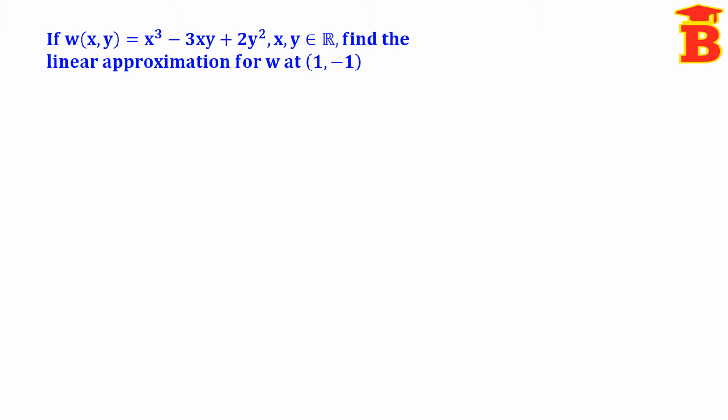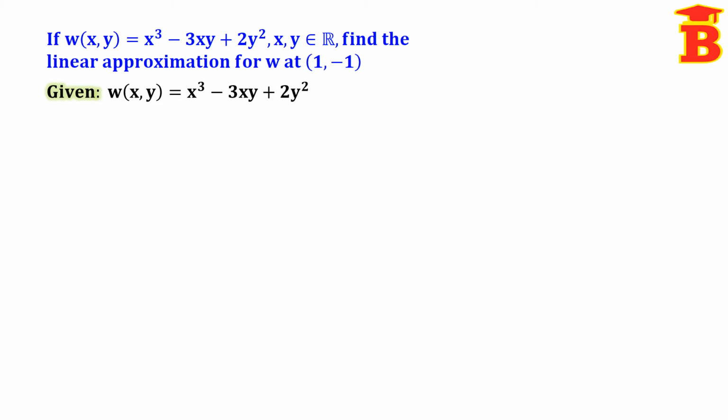If w of x comma y equal to x cube minus 3xy plus 2y square, where x comma y belongs to real numbers capital R, find the linear approximation for w at 1 comma minus 1. So here the function is w equal to x cube minus 3xy plus 2y square. We have to find the linear approximation. So if we remember the formulas, we can do the steps also very easily.